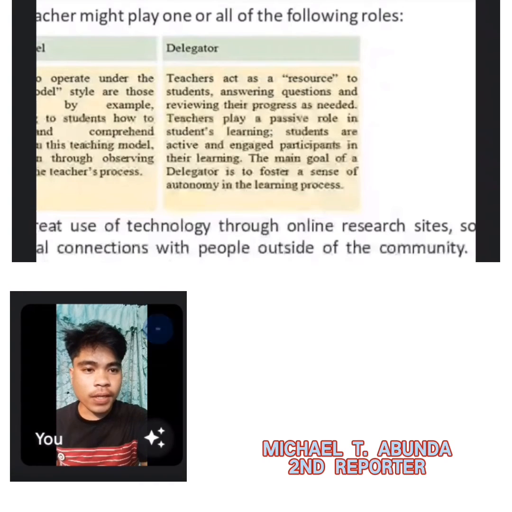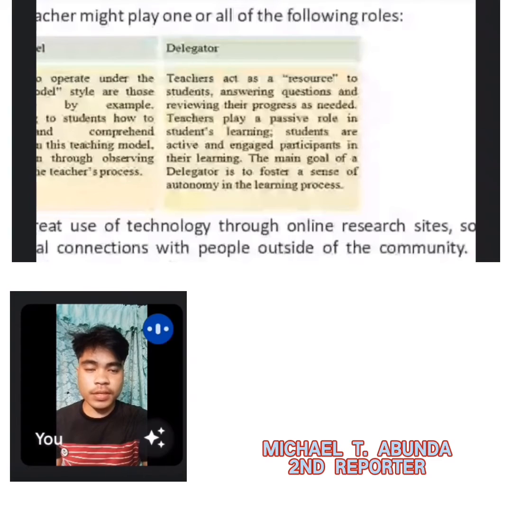Delegator acts like a resource. This means that the teacher gives her students the sequence and the student must answer the questions in detail. This teaching style is one of reporting. Here, there are reportings, debates, and so on, and the teacher plays a passive role to test their students' knowledge in the reporting.